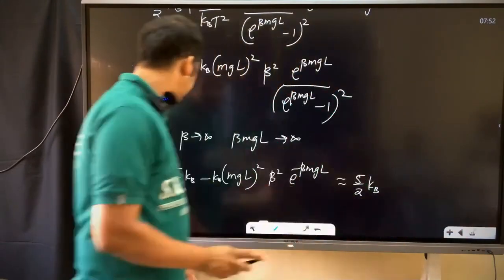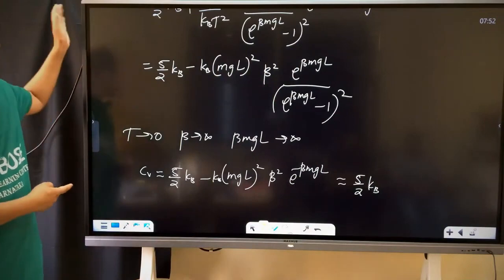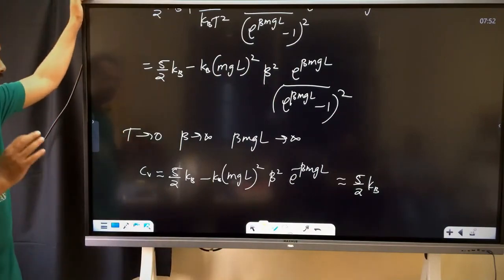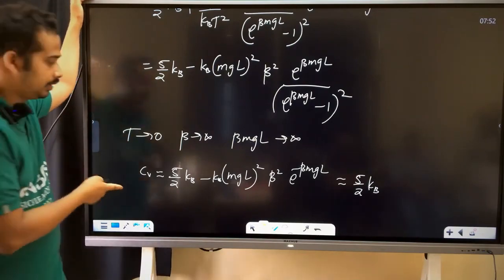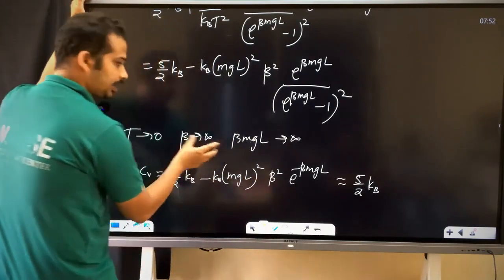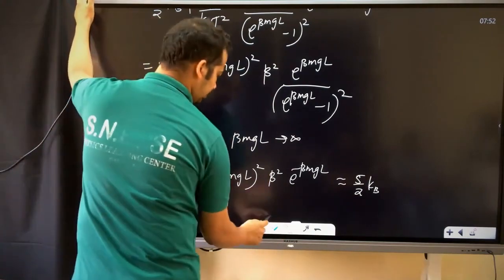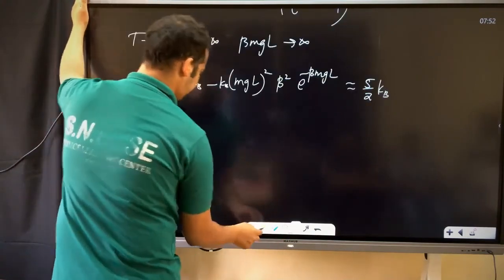You are trying to give some physical interpretation for this one. Am I right? At very high temperature it is infinity only in the other one, not here, because this one of the kB got added. Yeah, that's right. Is that okay?